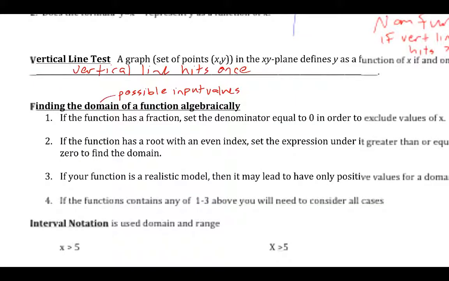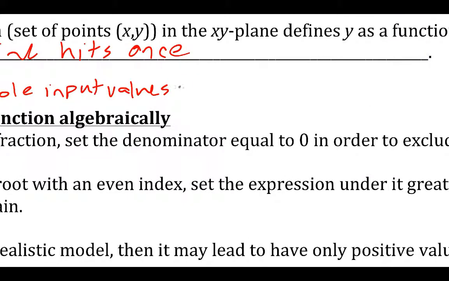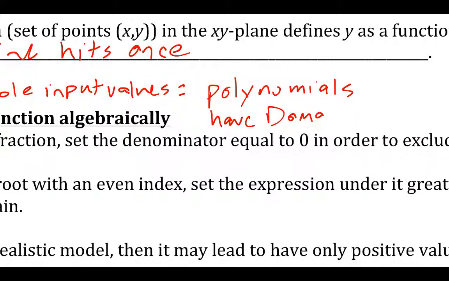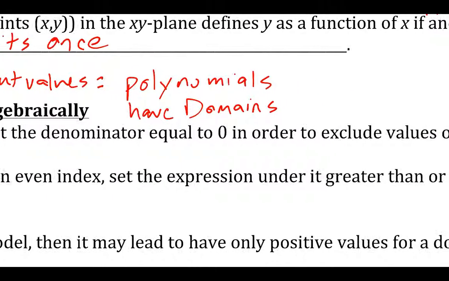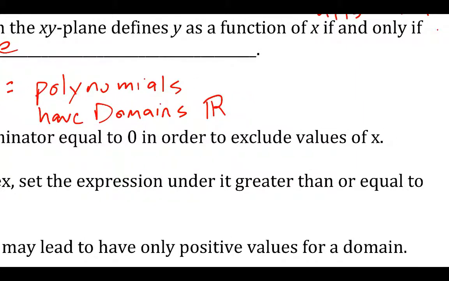So in the function, I'm going to write that first, because I don't think that's on here. Polynomials, like x squared, x cubed, those kinds of things, even a line, their domains are all real numbers. I'm going to write it a couple of ways. Polynomials have domains of this little symbol. It's called a double-backed R, which means all real numbers.